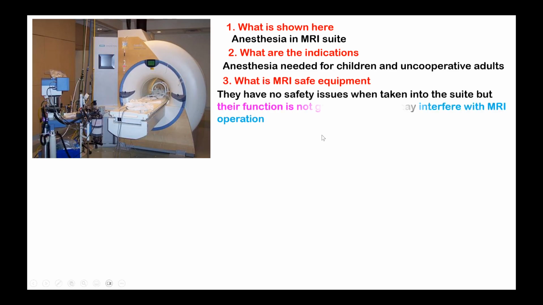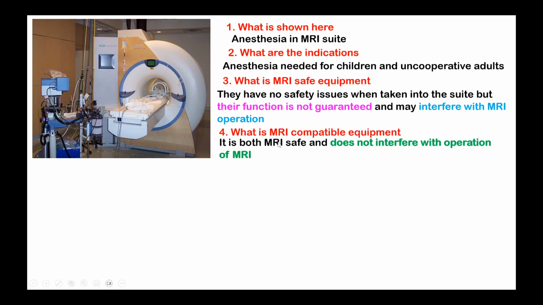MRI safe means it has no safety issues and can be taken into the suite, but its function is not guaranteed, and it may interfere with MRI operations also. It will not get attracted by the magnet and fly like other ferromagnetic objects, but it does not guarantee normal function of the monitor or equipment. Then that is called MRI safe. Whereas MRI compatible equipment is not only not attracted by the ferromagnetic field, but also does not interfere with the operation of the MRI, nor with the equipment.